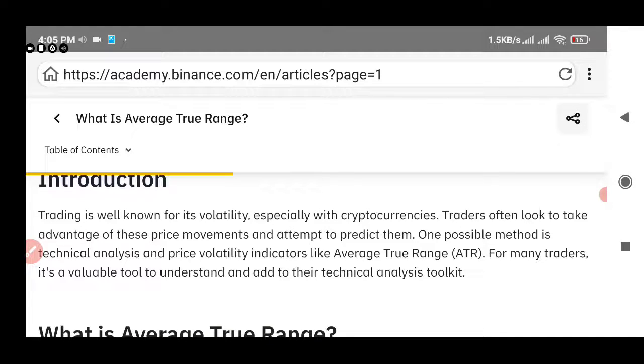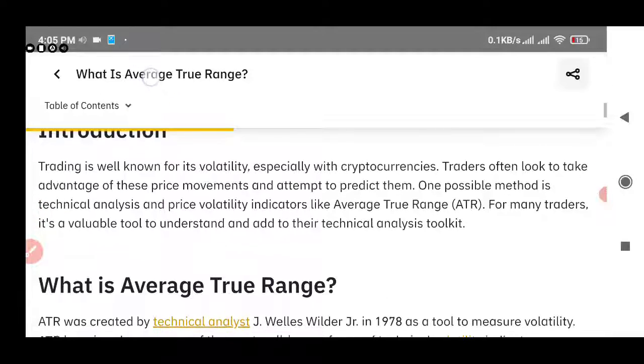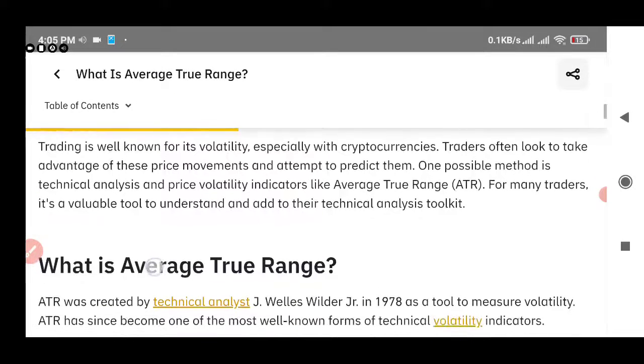Traders often look to take advantage of these price movements and attempt to predict them. One possible method is technical analysis and price volatility indicators like average true range (ATR). For many traders, it's a valuable tool to understand and add to their technical analysis toolkit.